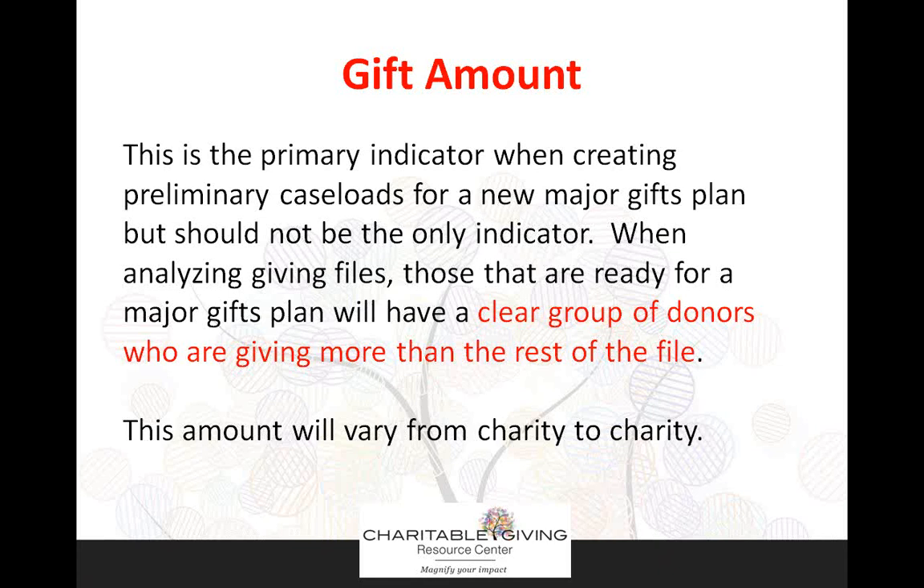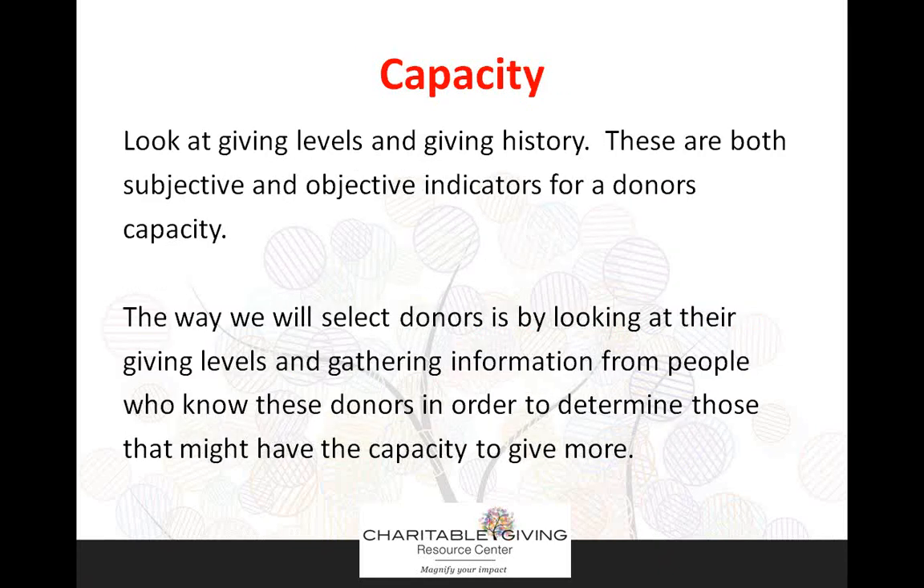One charity might be looking at people who give $100 to $500. There may be other charities that are looking at $1,000 to $5,000. So don't get caught up on the amount. We're looking at the number of times that they've given and a consistent amount. So capacity, look at the giving levels as well as the giving history. They're both subjective and objective indicators for donors and their capacity.